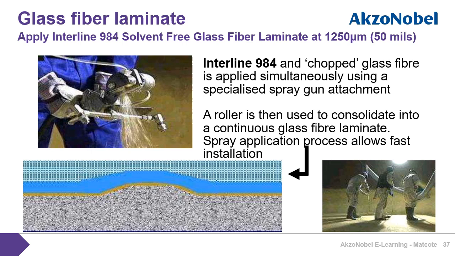As I mentioned earlier, the glass fibre laminate itself uses Interline 984 and chopped glass fibre roving. Both materials are applied simultaneously using a specialised spray gun. A roller is then used to consolidate the glass fibre roving into the resin. And as mentioned previously, spray application means the process itself is much quicker than traditional hand lay.